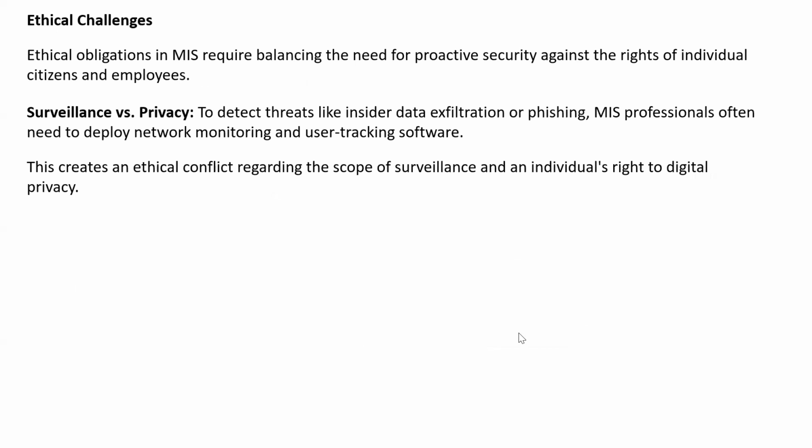There are several ethical challenges where MIS is required to be proactive against security, the rights of individuals, the rights of citizens, the rights of employees. And then we are looking at surveillance and privacy. What is the difficulty between surveillance and privacy?